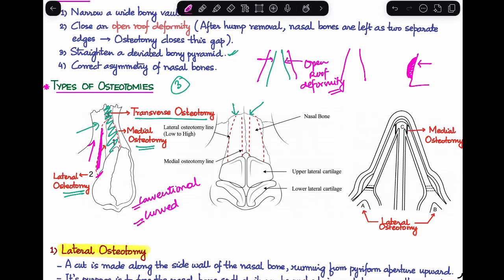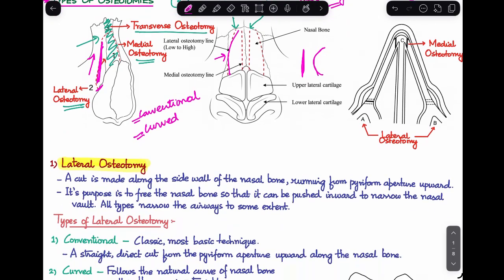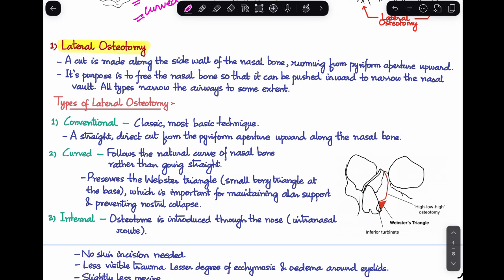The curved type is when we are following the natural curve of the nasal bone. If you look over here, this looks more of a curve type. We'll be following the natural curve of the nasal bone rather than giving a straight incision. The importance of giving a curved osteotomy is that it will help you in preserving something which is known as the Webster's triangle. If you look at the image over here, this is our nasal bone. This is our piriform aperture. The Webster's triangle is this small bony triangle at the base over here.